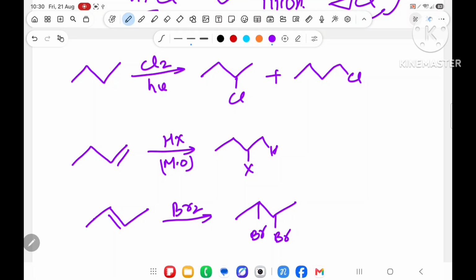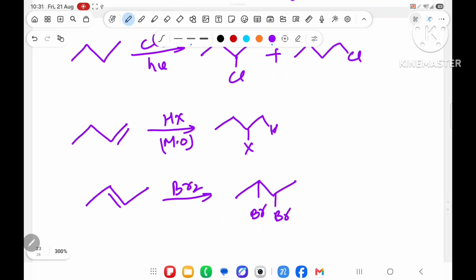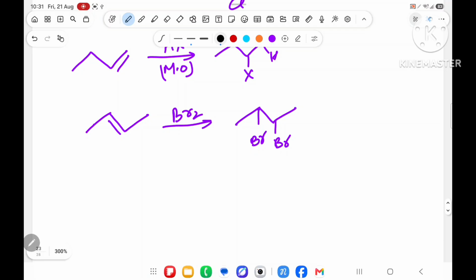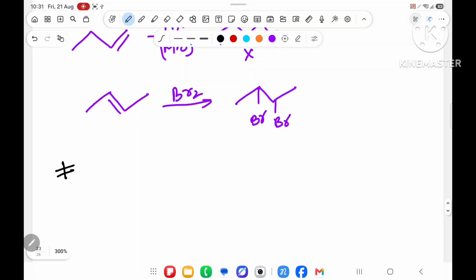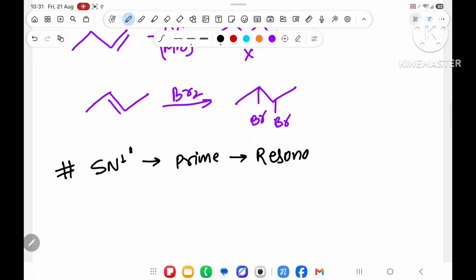So first I dictated the lecture on SN1 and SN2. In the second lecture I dictated the method of preparation of haloalkanes. Now I am going to dictate SN1 prime and SN2 prime. What is SN1 prime? After the 1 I have written a dash, meaning prime, and this will come only whenever we have a resonance product. What do you mean by that?